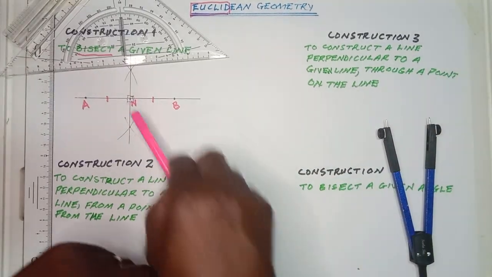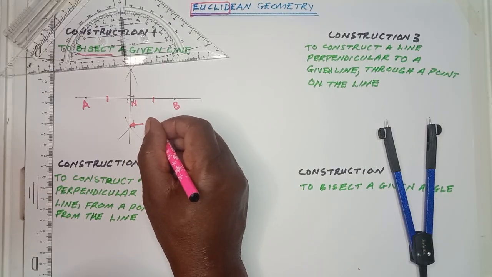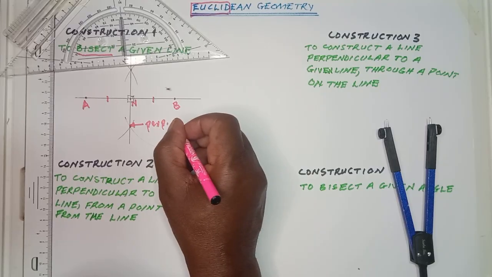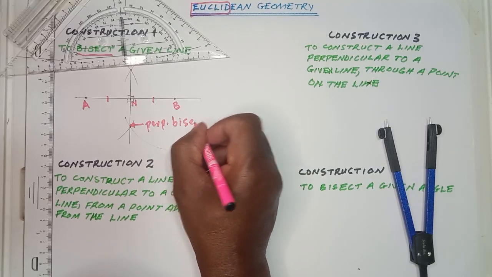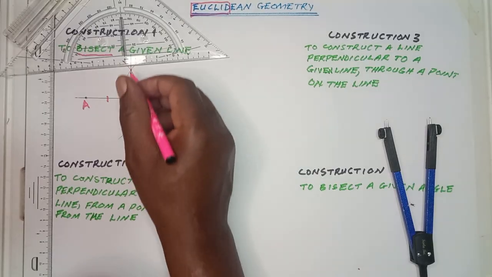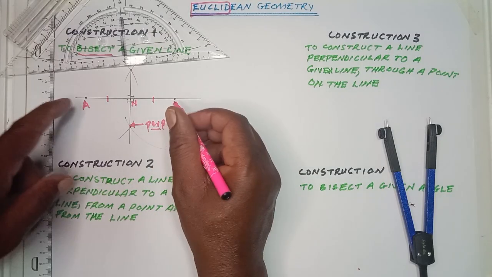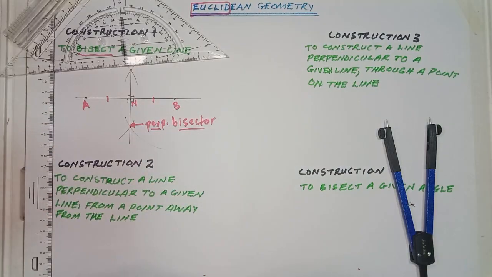So this line here is called a perpendicular bisector. Now that's a perpendicular bisector because it's doing two functions. One is actually creating an angle of 90 degrees, and two is dividing the line segment AB into two equal segments.